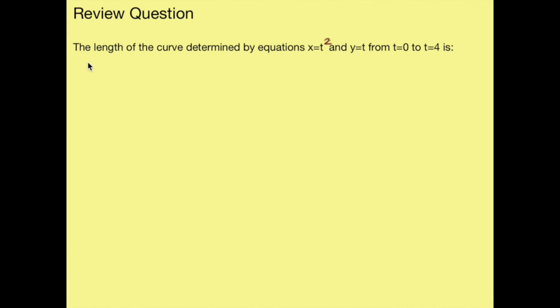Now let's look at a problem with an object in motion with the parametric equations of x of t and y of t. The length of the curve determined by the equations x is equal to t squared and y is equal to t from t is equal to 0 to t is equal to 4 is.